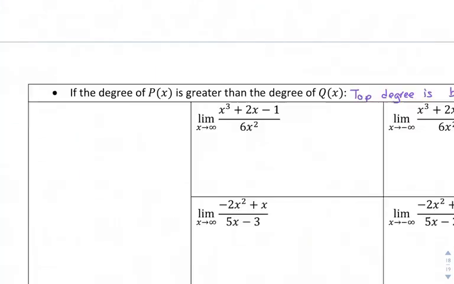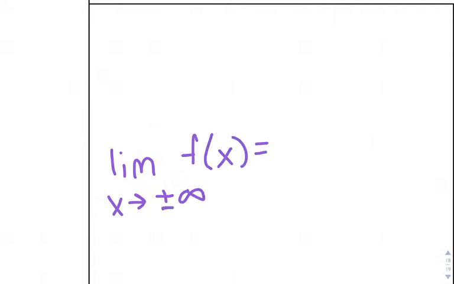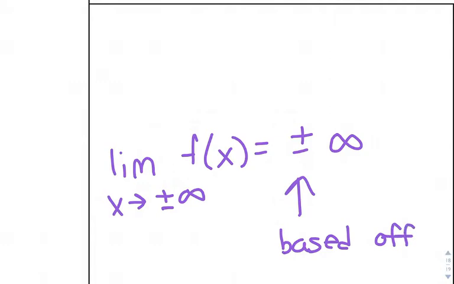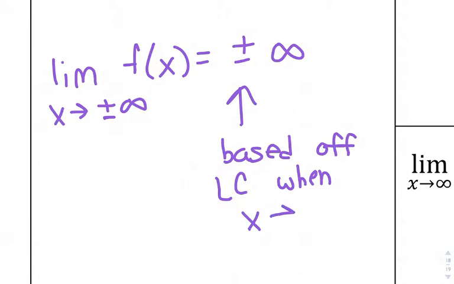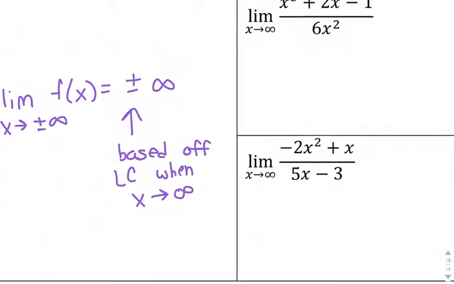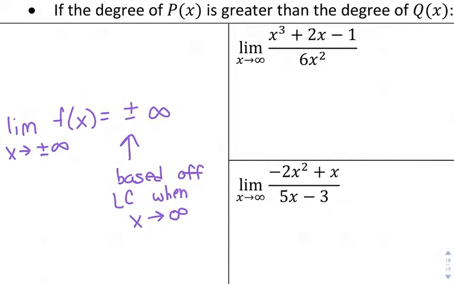And this one depends on your leading coefficient value. So if your top degree is bigger, it's either going to go towards infinity or negative infinity. This side here is based off of your leading coefficient, but only when we're approaching positive infinity. Negative infinity is a little bit different, and we're going to go over that, but for positive infinity, it's just based off your leading coefficient.